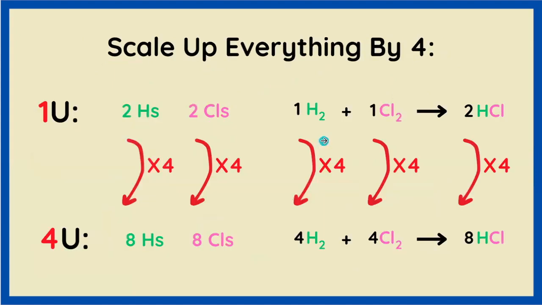In fact, compared to a single unit of reaction, 4 units of reaction have 4 times the H atoms, 4 times the Cl atoms, 4 times the atoms overall, this is 4, this is 16, 4 times the H2 molecules, 4 times the Cl2 molecules, 4 times the HCl molecules, and 4 times the molecules in general. This is 4, this is 16.